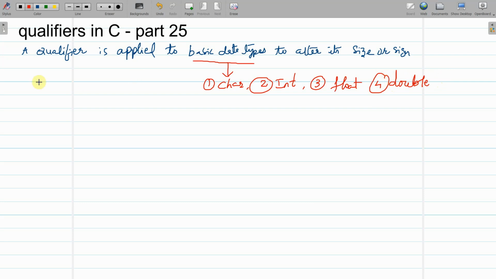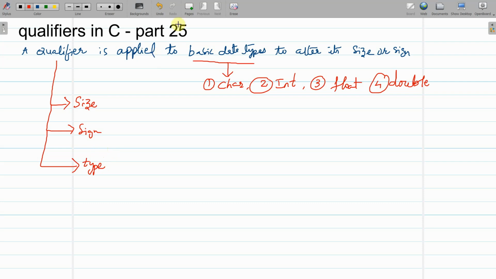Now we will be talking about the types of qualifiers. Qualifiers are of three types. One will decide the size of the basic data type. The second one will decide the sign of the basic data type. And the third one will decide the type of the basic data type. Right? The first one is the size, the second one is the sign, and the third one is the type of the basic data types. Now we will be talking about each and every qualifier in detail.